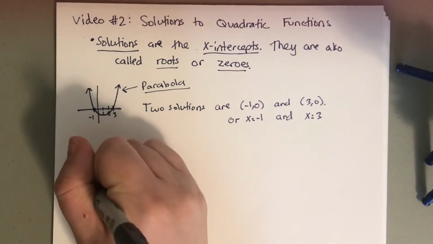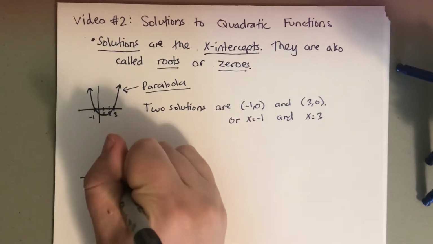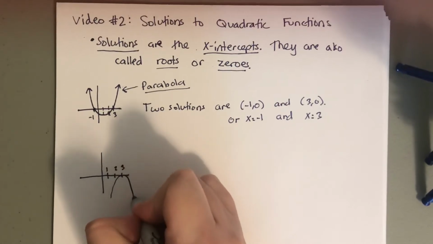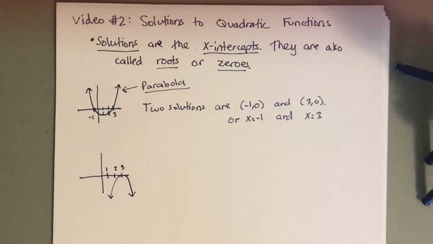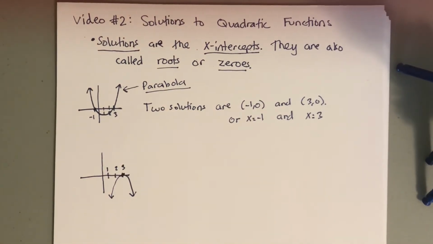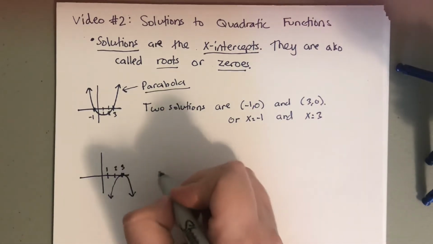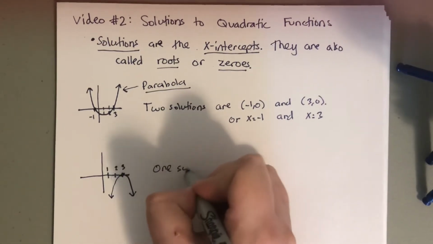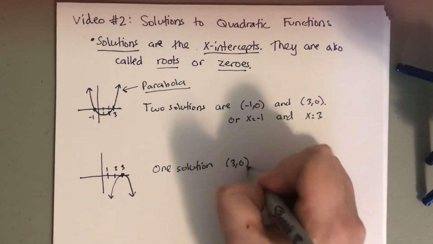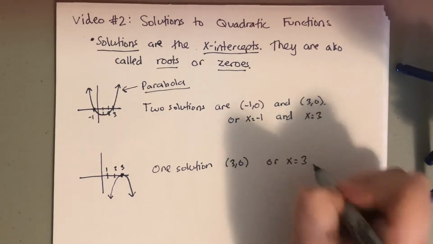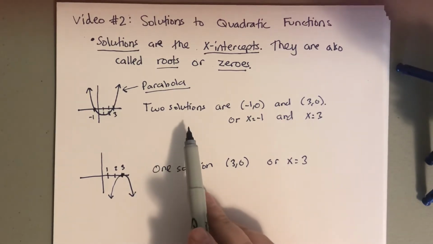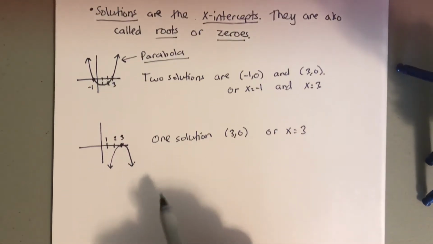Let's look at another graph. Let's look at this. Now, a parabola can also be flipped upside down. And this parabola just has 1 x-intercept right there at the very top. And so that means that this quadratic function has 1 solution, and that's happening at 3, 0, or you could say x equals 3. So it's possible for quadratic functions to have 2 solutions, and it's possible for quadratic functions to have 1 solution.